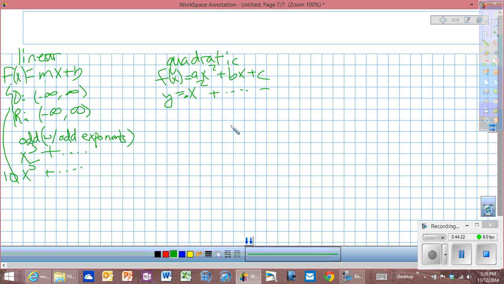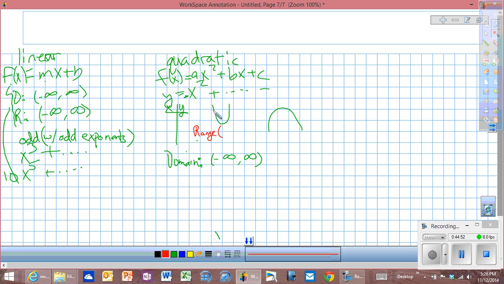This is nice. Do your xy table. They're either going to look like this or like this. Your domain for both of them, I'm sorry, I'm changing my mind in the middle of what I'm saying. Domain is we can plug in any number. We can square any number that we want to. The range is what's going to be different.